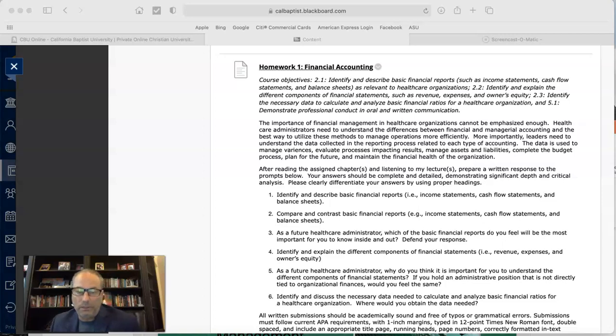Remember to submit your assignment with APA formatting, well, within APA compliance. 1-inch margins, 12-point Times New Roman font, double-spaced. Most importantly, make sure that you are including your reference citations appropriately. And if you have any questions about that, just let me know.